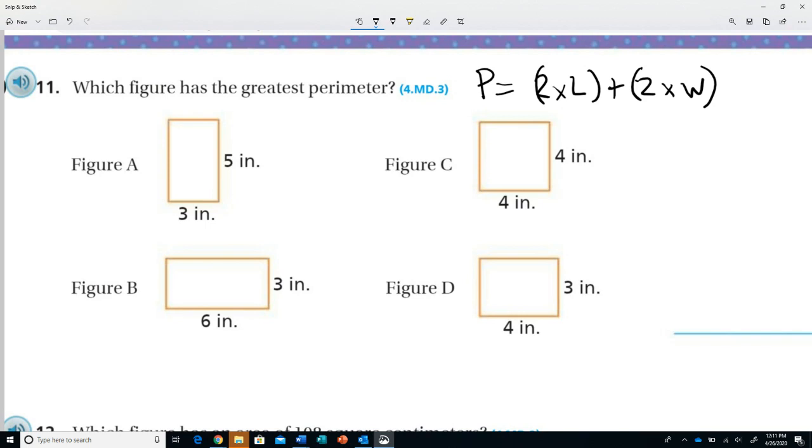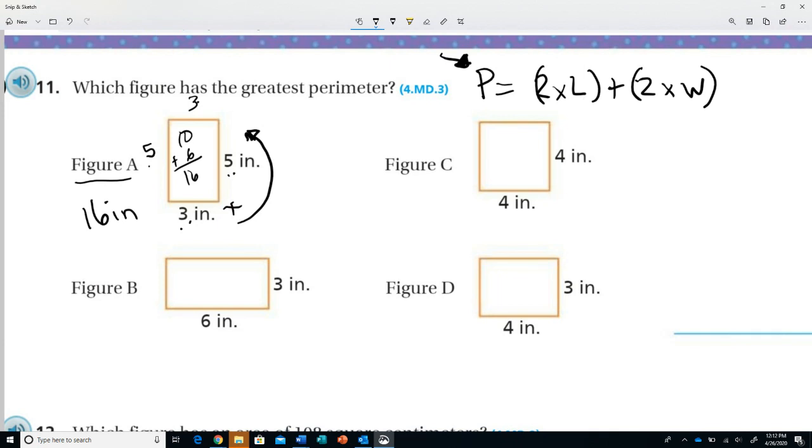So, let's go to figure A. 3 and 5. I know that there's another 3 here and another 5 here. This is all addition. I'm going to add all my sides. That's one method. I particularly like this method because I see 5 and 5 and I know that that is 10, and 3 and 3 is 6, and I know that 10 and 6 make 16. So that is a different route to go. I want to keep you focused on this formula because it is helpful.